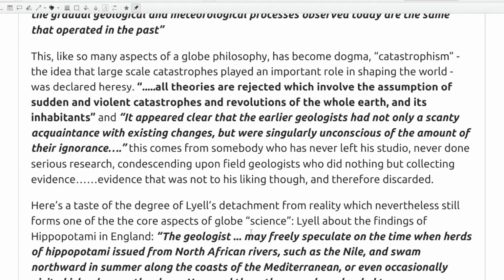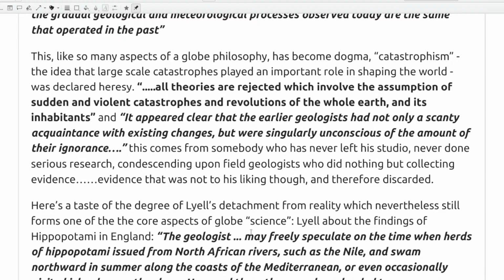Catastrophism, the idea that large-scale catastrophes played an important role in shaping the world, was declared heresy. "All theories are rejected which involve the assumption of sudden and violent catastrophes and revolutions of the whole earth and its inhabitants, and it appeared clear that the earlier geologists had not only a scanty acquaintance with existing changes, but were singularly unconscious of the amount of their ignorance."